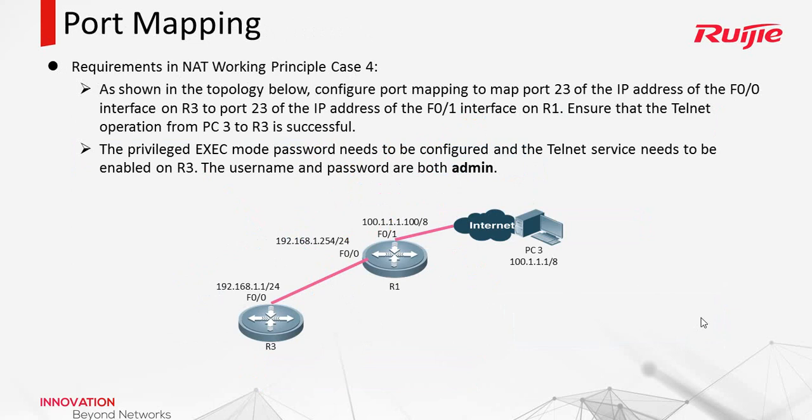Okay, at last, we learn case 4. This time, we have an R3 device to provide a telnet service for the internet. It means we have a PC3 from the internet. We need to telnet to R3. Here is a private IP network.